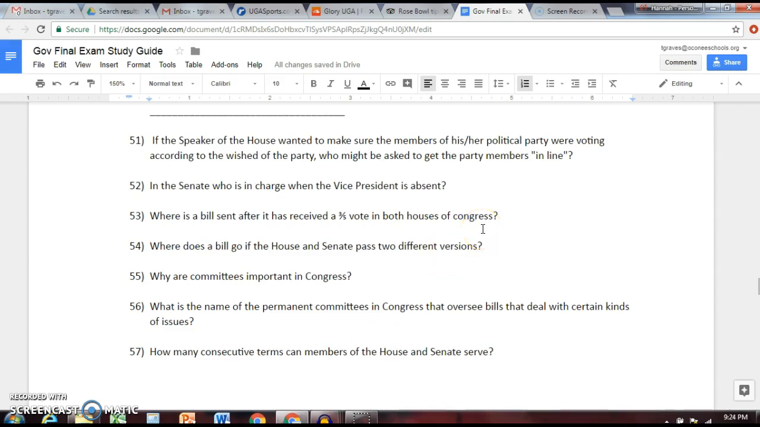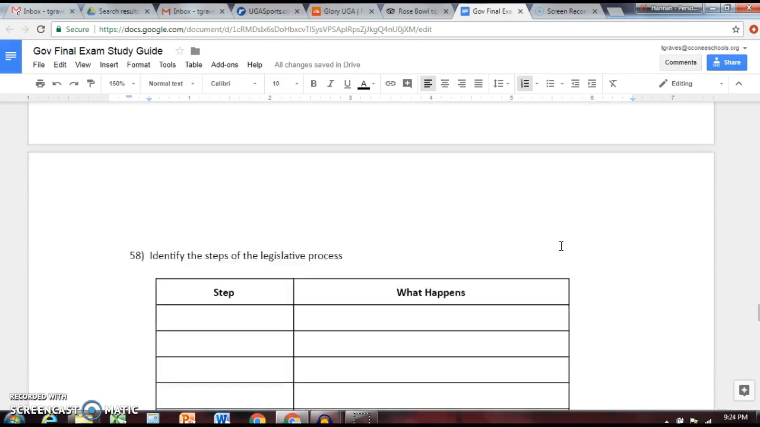Number 57, the answer is it's unlimited. There is no limit on how many consecutive terms a member of the House and Senate can serve. Like the president can only serve 2 consecutive terms. If you're in the House or Senate, you can serve as many consecutive terms as you want, as long as the people in your district keep electing you.